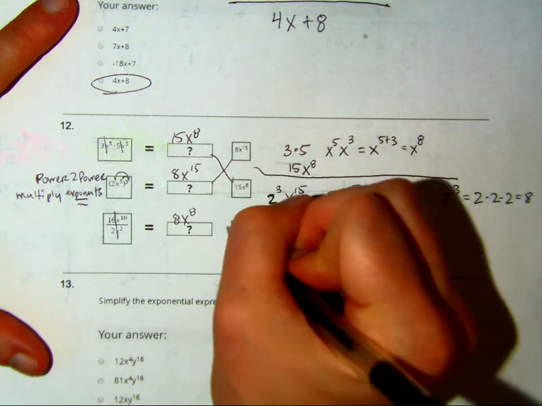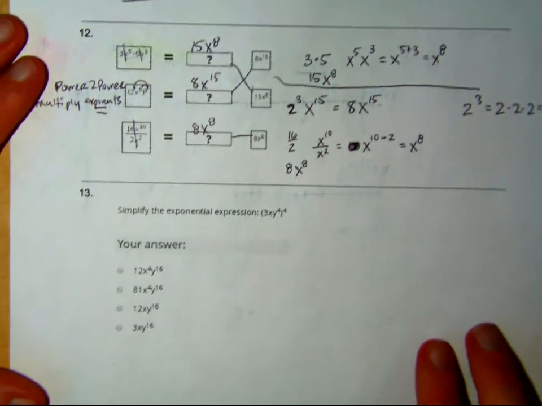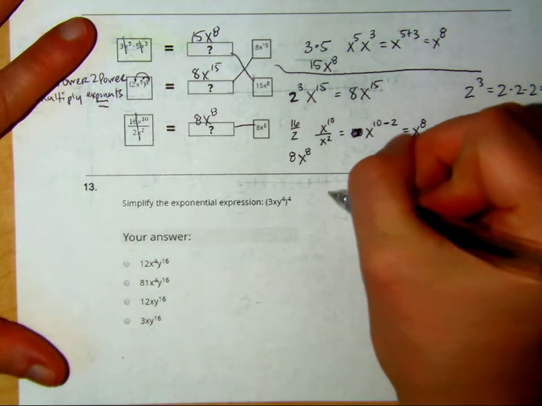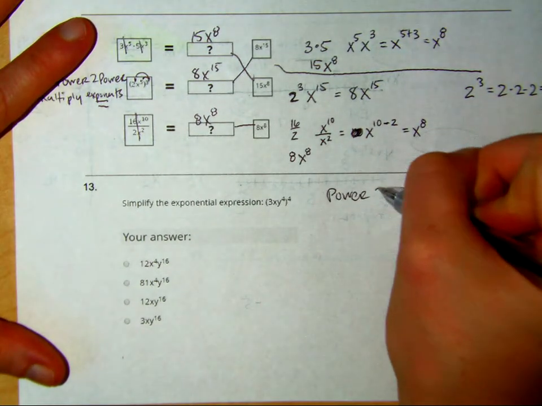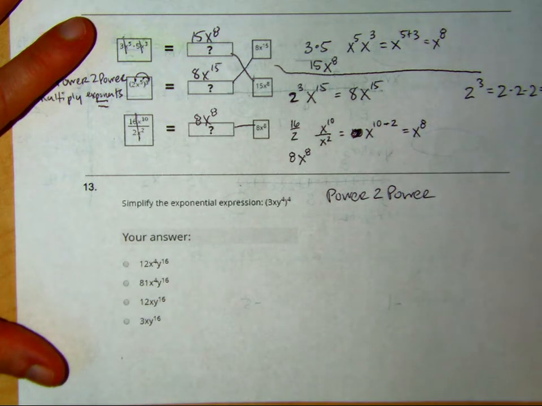Okay, we solved it. Next, okay, we have a power to the power rule, right? A power to power. So what happens to our exponents? We multiply.